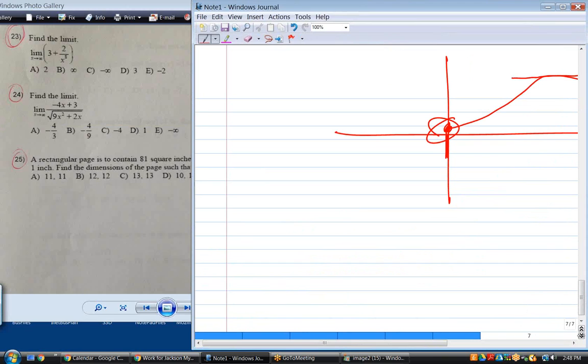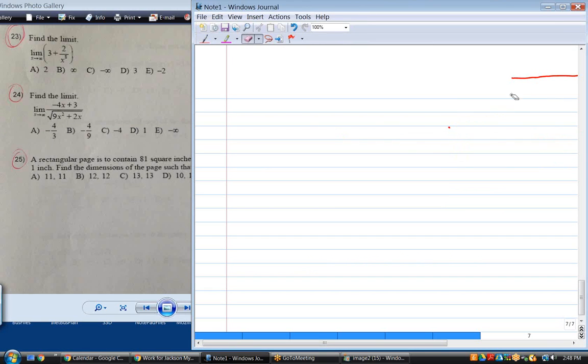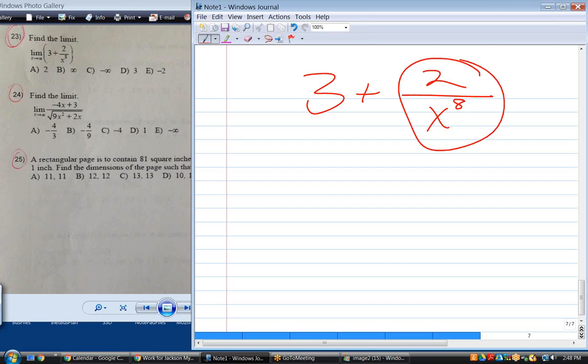All right, find the limit as x goes to infinity. What happens to that expression as x goes to infinity? We have 3 plus 2 over x to the 8th. Yeah, it doesn't really matter what the exponent is, as long as it's a positive number. What happens to this expression as x goes to infinity?